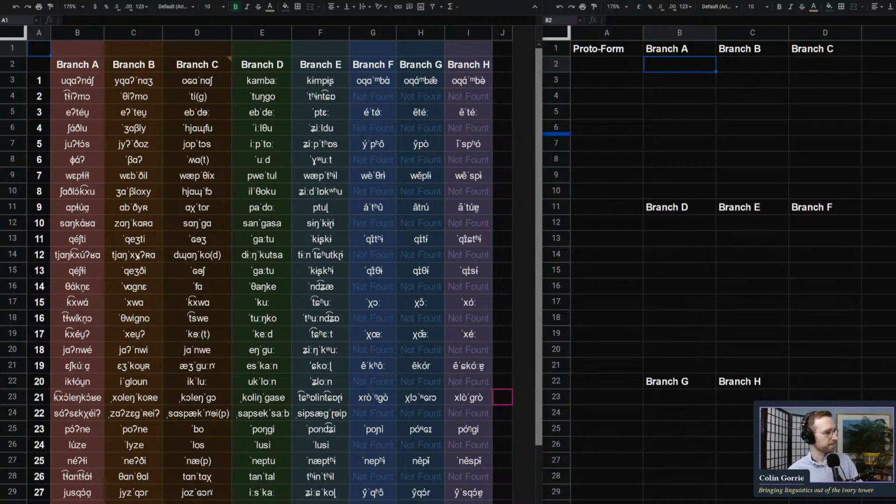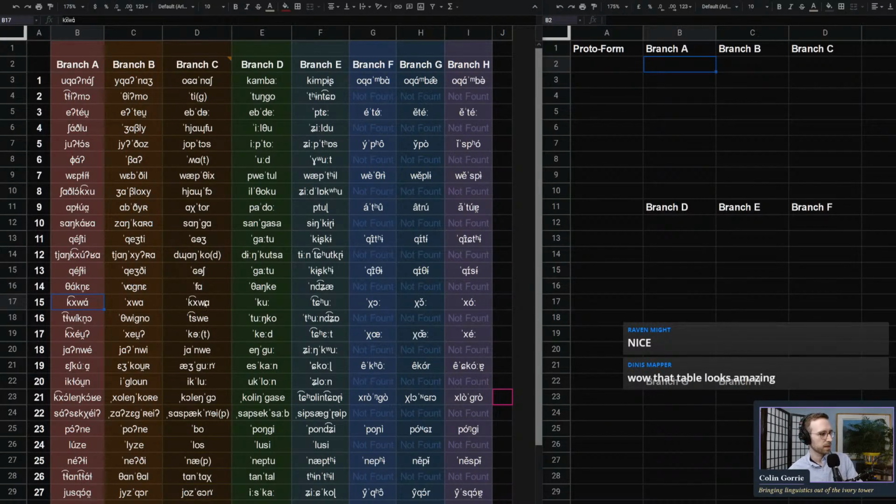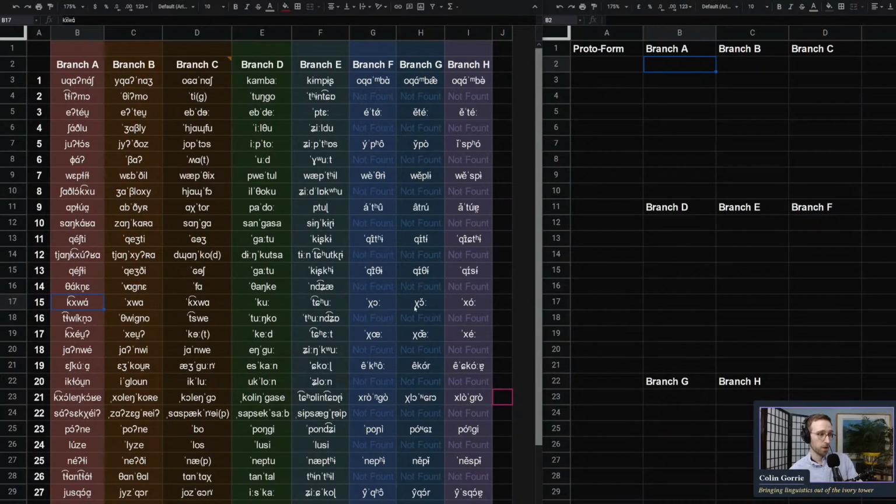So let's see. We have form 15, which is something like hua in branch A, hua in branch B, hua in branch C, gu in branch D, chu in branch E, ho in branch F, ho in branch G, and ho in branch H. Okay, so let's take a look at these.